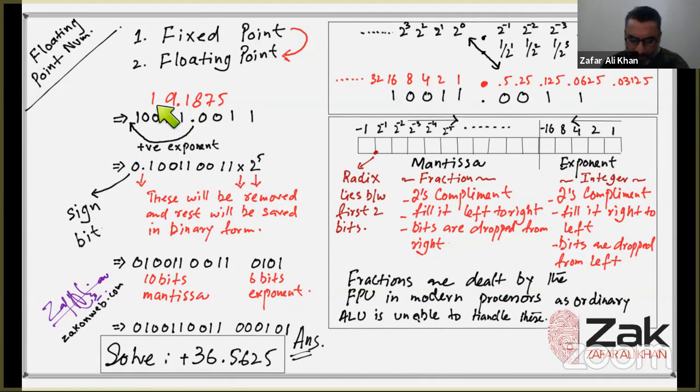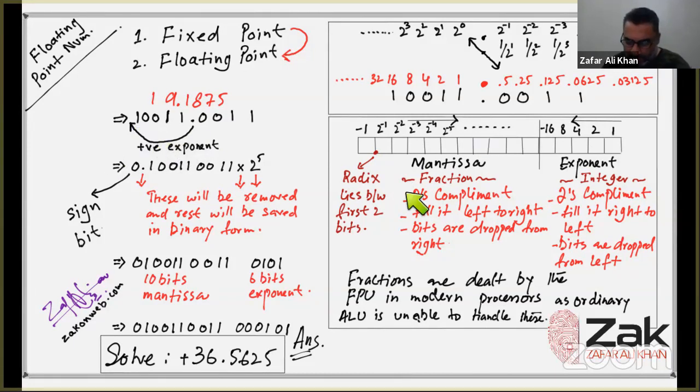Let's say we have this number, 19.1875. We can achieve 19 by having 1 under 16 and 2, so this would become 10011. And for .1875, if we add 0.125 and 0.0625, we get .1875. So the whole number becomes 10011.0011. This is the binary fixed point representation of 19.1875. Now, in order to convert it from fixed point to floating point, we will take this point all the way towards the left.